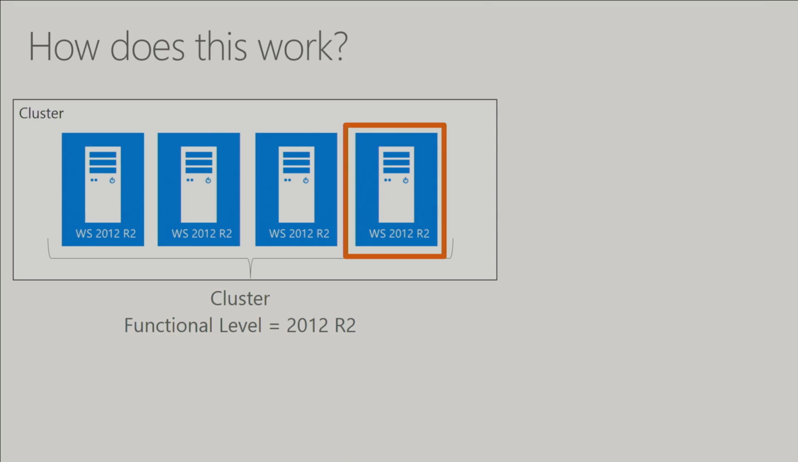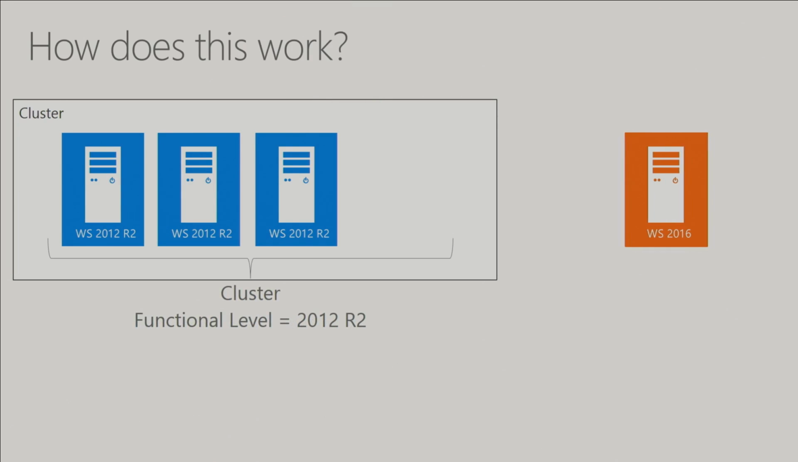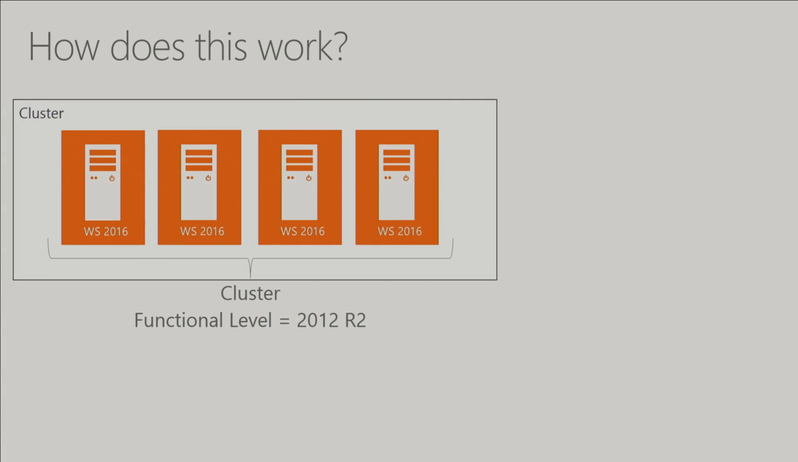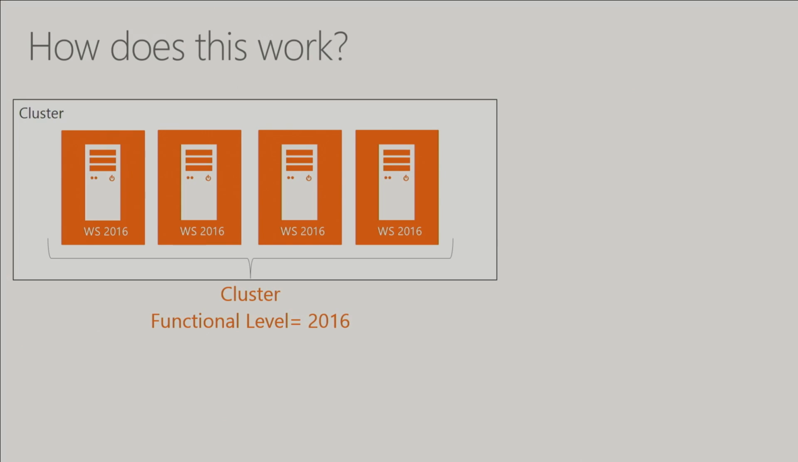First, what would happen is that all the VMs on one of the nodes will be live migrated to other nodes in the cluster. We call it evacuating the node. Then we evict the node from the cluster, do a clean install of 2016 OS, add the node back to the cluster, migrate the VMs back, rinse and repeat for the other nodes in the cluster, and finally change the functional level from 2012 R2 to 2016.